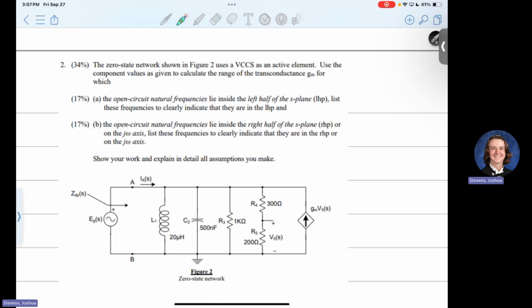Negative. I agree with that. So for them to be on the right half plane, if the left half is negative, what is the right half plane? Positive. That means it is unstable. Perfect. Okay.